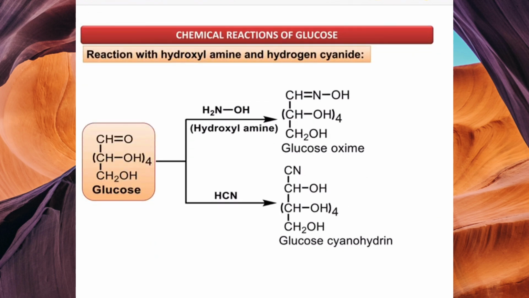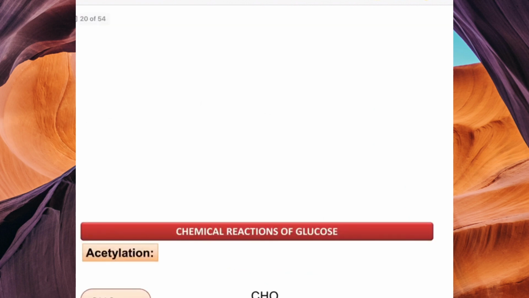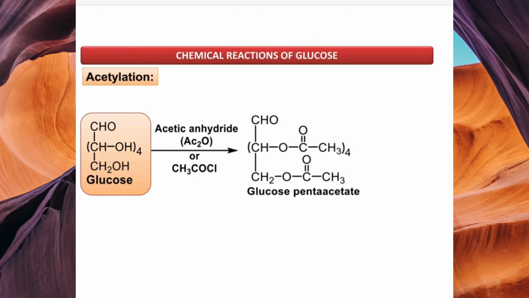And when you treat glucose with NH2OH, we are getting oxime, and with HCN we are getting cyanohydrin, which indicates the glucose may contain a carbonyl group as a functional group. When you treat glucose with acetic anhydride or acetyl chloride, we are getting the penta-acetyl derivative, which indicates the presence of 5 OH groups.